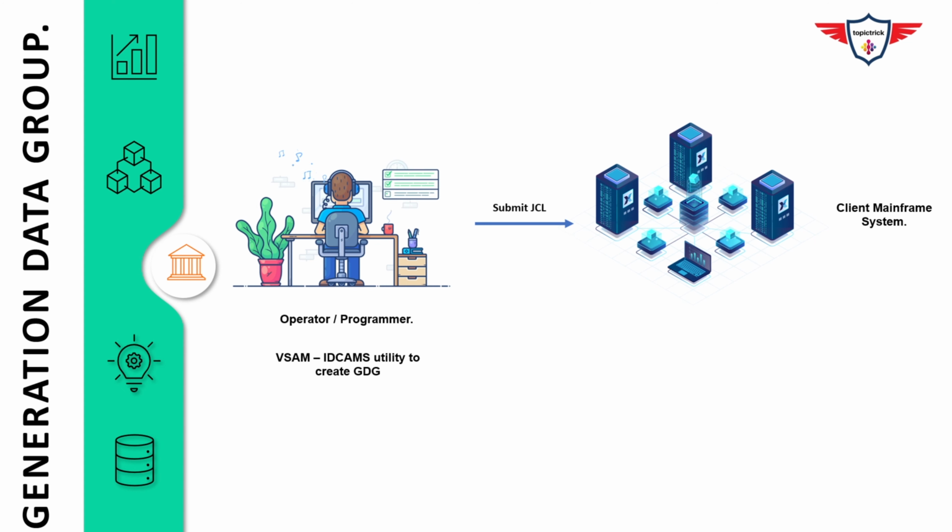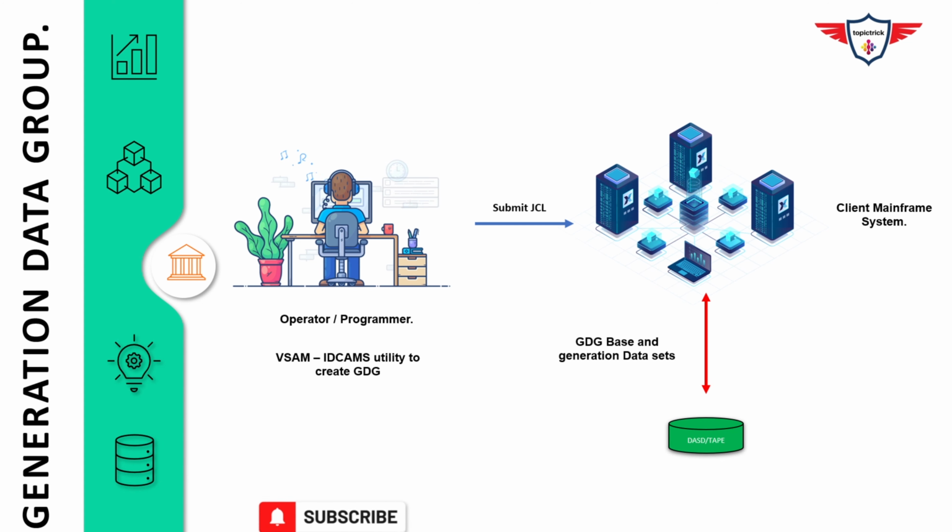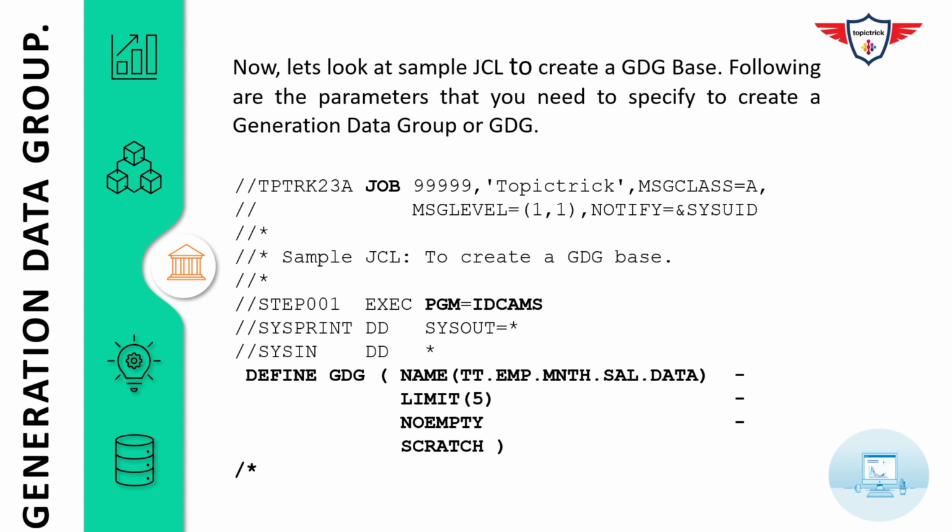Then if you have access to the mainframe system, you have to submit that job, or probably you can request the operator to submit the job on your behalf. And if there is no runtime error and you have relevant access in place, then the system will allocate the GDG base either on tape or on DASD, wherever you have specified. So here's a sample JCL to create or define a GDG base that can be used to store backups or any other relevant data as per your requirement.